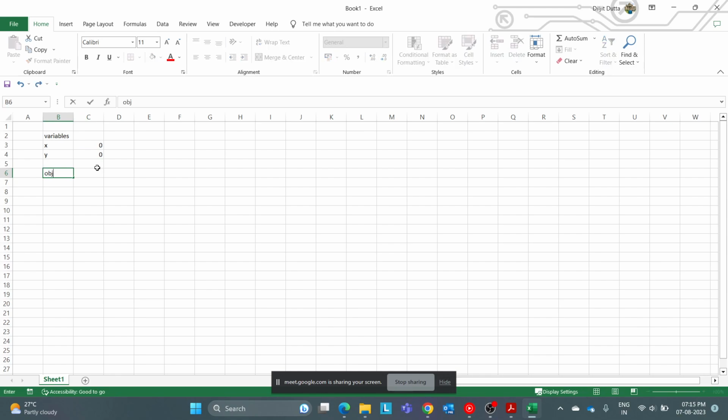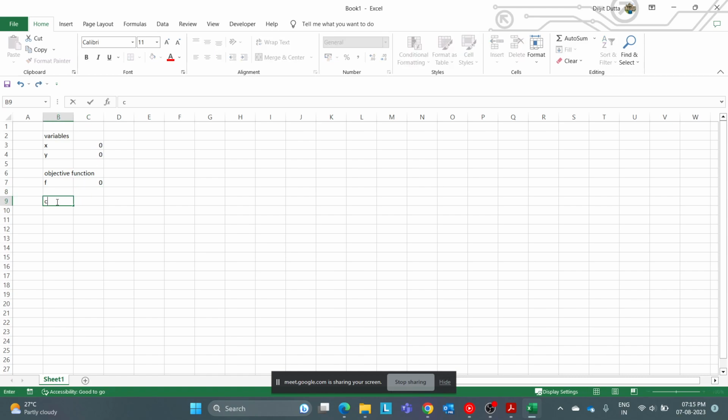Next we have the objective function. So the objective function f is equal to 3x plus 5y, which we write as 3 star x plus 5 star y, right? Okay.